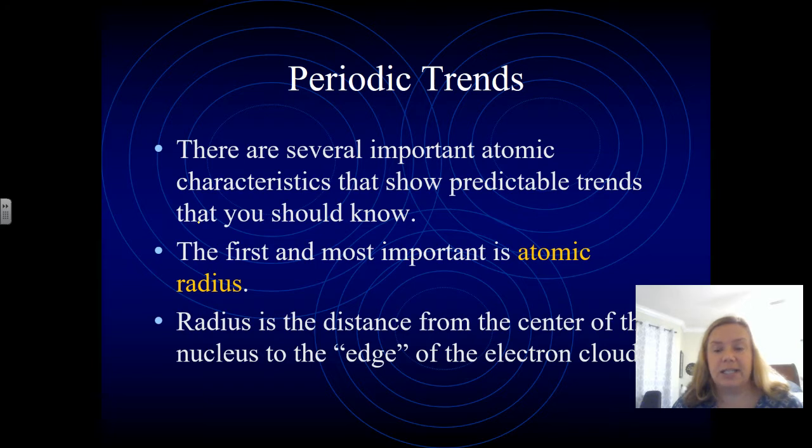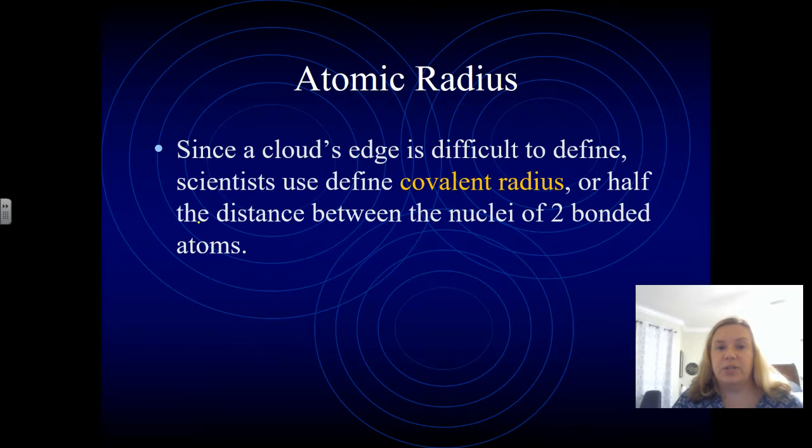Now remember, radius is the distance from the center of a circle to the edge of the electron cloud. However, those electrons are moving so quickly, there's no way we could stop those electrons long enough to say, hey, wait a second, we just need to measure the distance from the nucleus to these electrons. So we do have another method to do this. And one method to do this is we use a covalent radius.